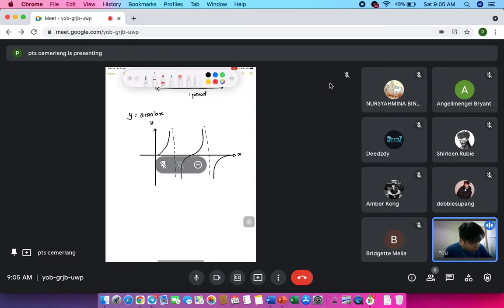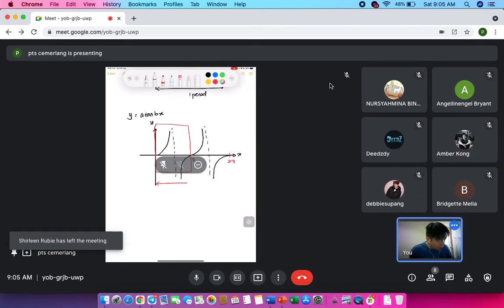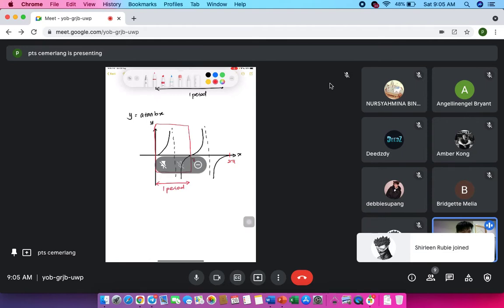Kalau sampai part ni, only this part is considered as one period sebab dia adalah copy and paste. It's like it repeats itself. Okay, after 180 degree, so maksudnya di sini 0, di sini pi kan, it stops at pi. This is considered as one period. Okay, so this is something that you have to understand when we are talking about the period thingy lah dalam you punya tangent.